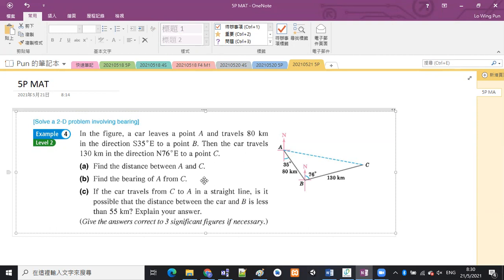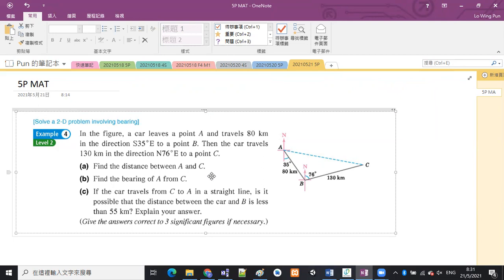So example 4. In the figure, a car leaves a point A and travels 80 km in the direction south 35 degrees east to a point B. Then the car travels 130 km in the direction north 76 degrees east to a point C. You need to get familiarized with the situation first, okay? So where is the beginning? Point A. Point A is the beginning point, right?